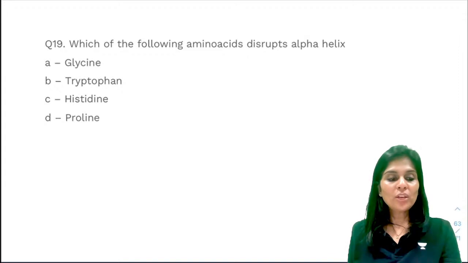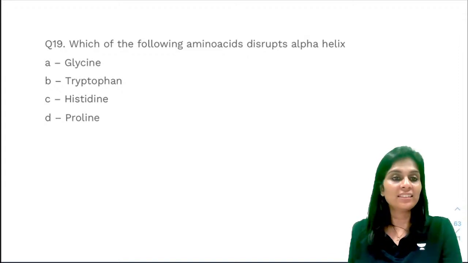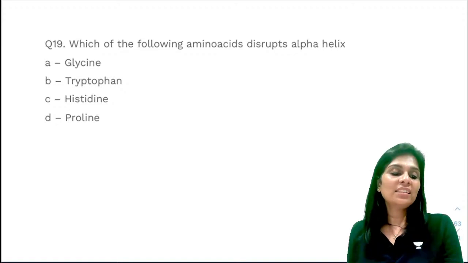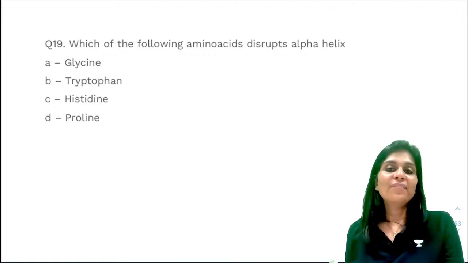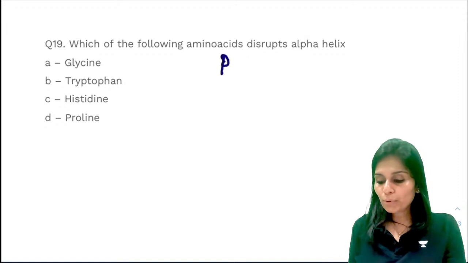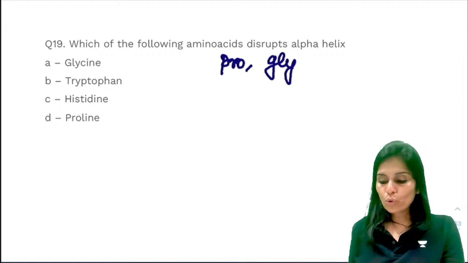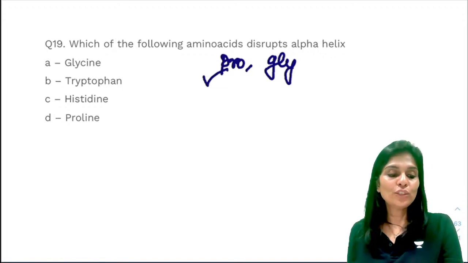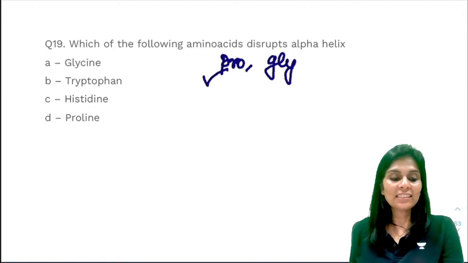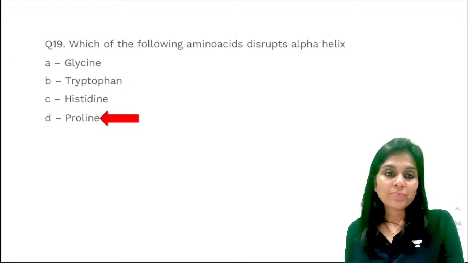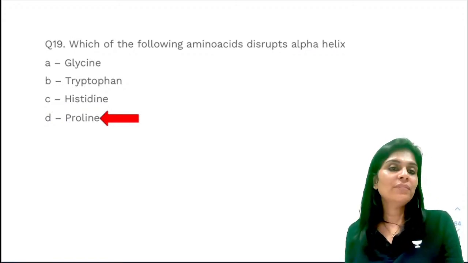Which of the following amino acids disrupts alpha helix? There are 2 answers here. One is proline, the other one is glycine. Given a choice, go for proline. So what is the right answer here? The right answer here is D. Proline disrupts alpha helix. If you know why, you will not forget it.